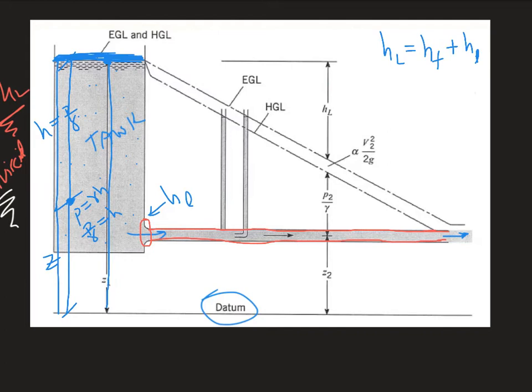Anyway, so really what should have happened here is something like this. The energy should have gone down a little bit right here. So right now I'm just going to trace the EGL. It goes down because there's a loss right here. So it loses energy as it goes from here to here.